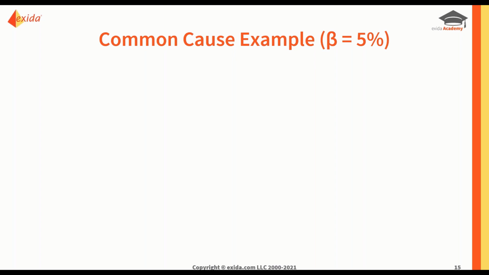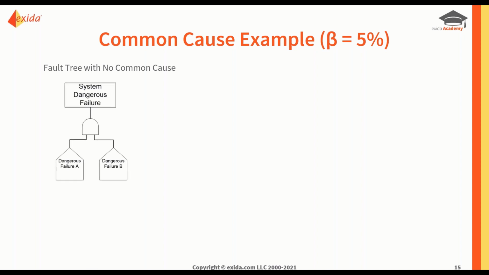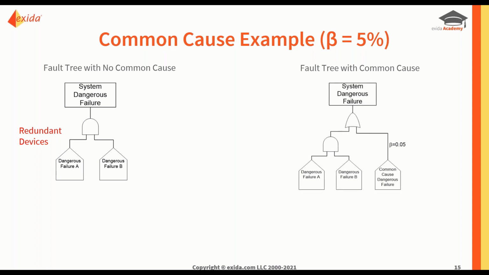So just by way of example, we're going to go through some simple examples here. We'll choose 5%, and we'll look at a fault tree with no common cause. As you see here, we have two devices, and in this case, the system will fail dangerously if both devices fail. And then we'll look at it with a fault tree with common cause. Here you can see now that the dangerous failure can be the result of the two devices failing, or because of the common cause, which causes both of them to fail. So the whole thing fails as a result of the common cause.